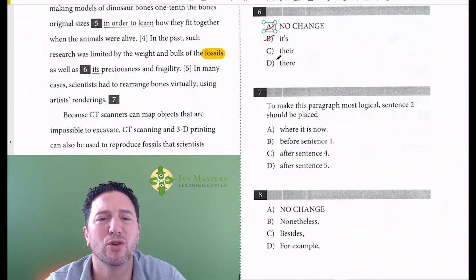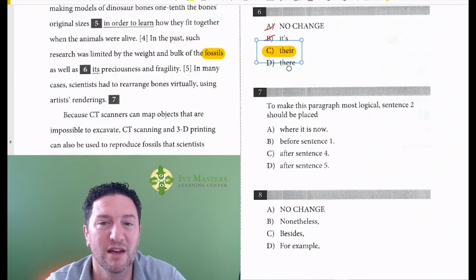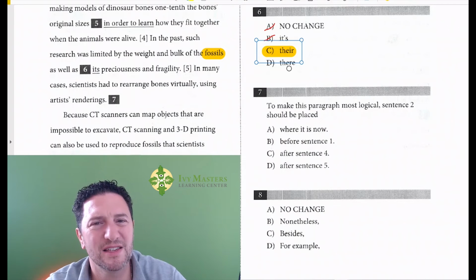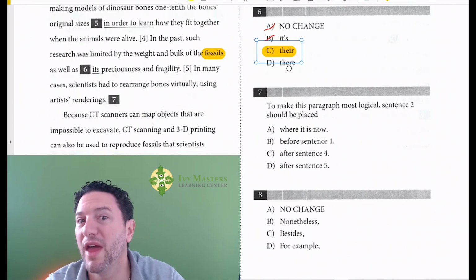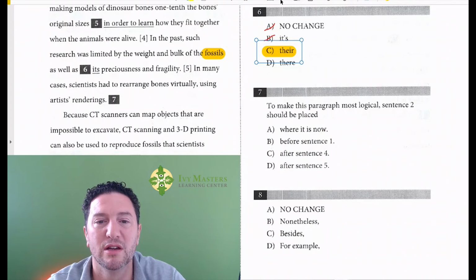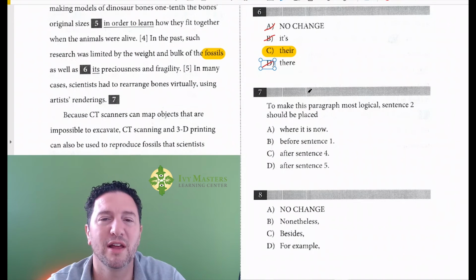And then I'm left with the two forms of there. So answer choice C, there, T-H-E-I-R, is the possessive pronoun. Answer choice D, T-H-E-R-E, is for there is or there are or over there as in location. So that's the wrong form of there. Our answer here is C.